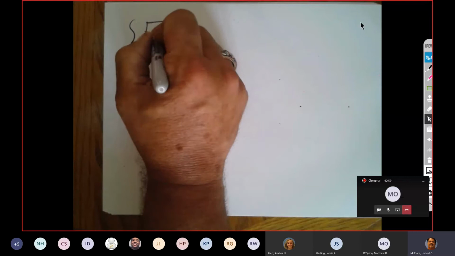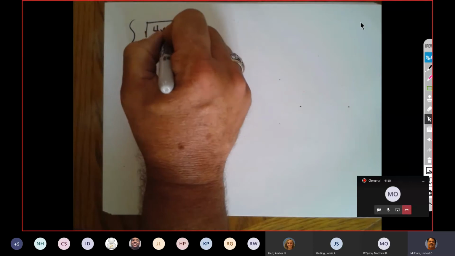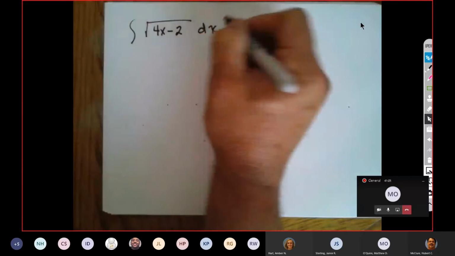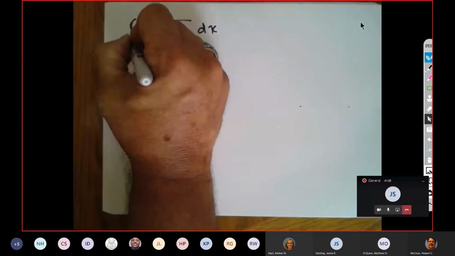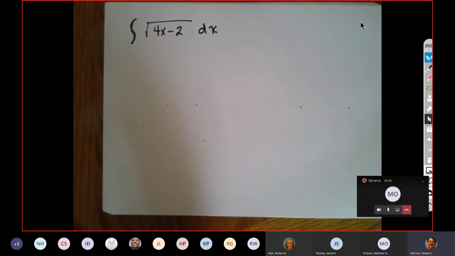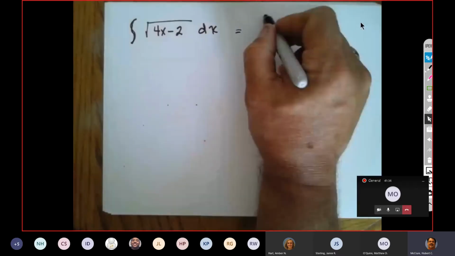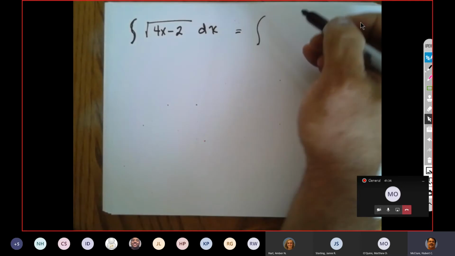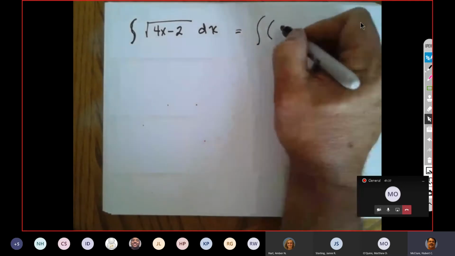All right, so we're going to go with the square root of 4x minus 2 dx. Now, how do I know this is a substitution? Well, for one thing, you're going to have parentheses. And whenever I told you about the chain rule, I told you to watch out for those parentheses. Chances are, when you're doing the substitution, you're going to have to worry about the chain rule or thinking like the chain rule. So the first thing I'm going to do is rewrite it. Antiderivative of parentheses 4x minus 2 dx.